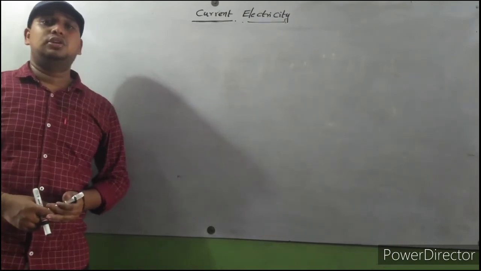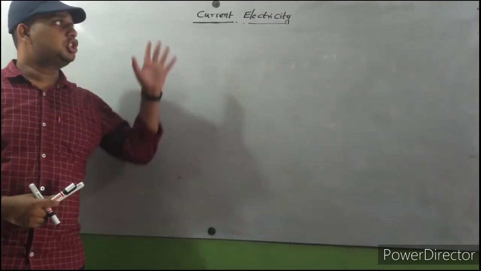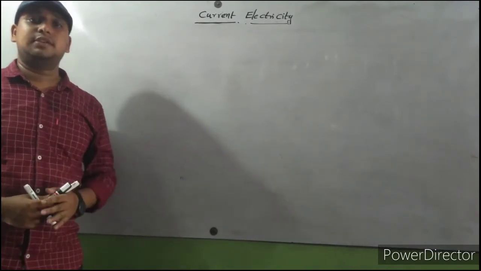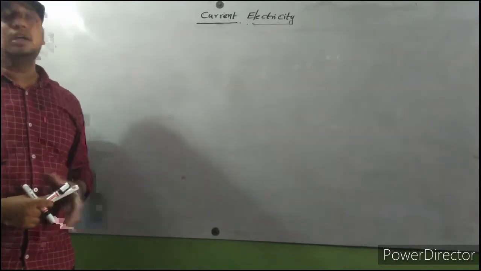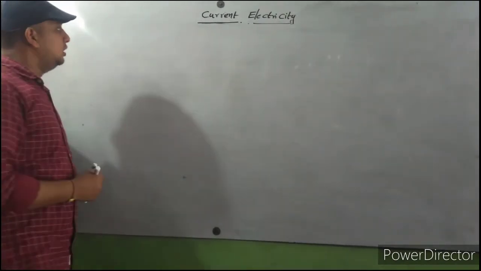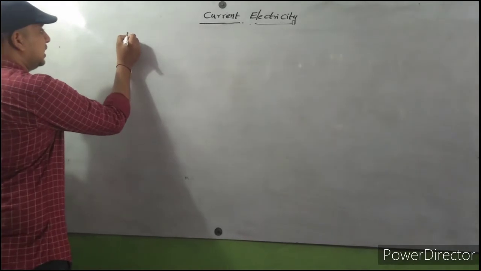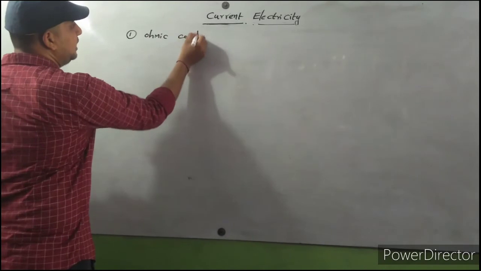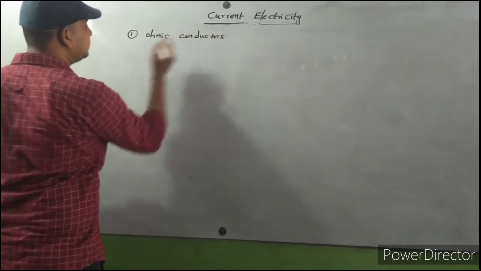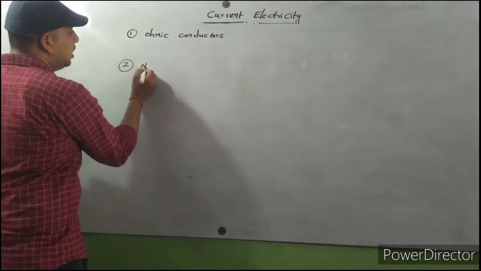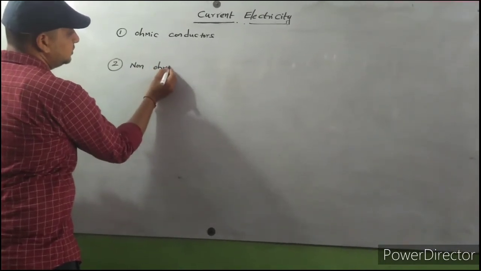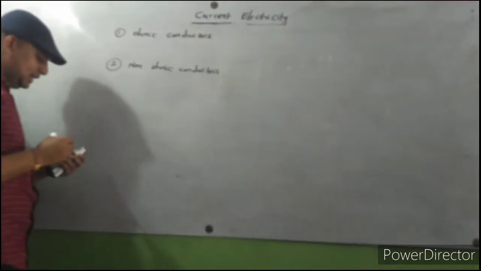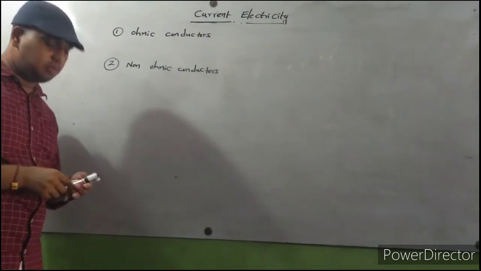Hello dear students, continuing my lecture on the topic current electricity. Now we are going to discuss a few more concepts related to this chapter. We have two types of conductors. First one is ohmic conductors. Second one is non-ohmic conductors.